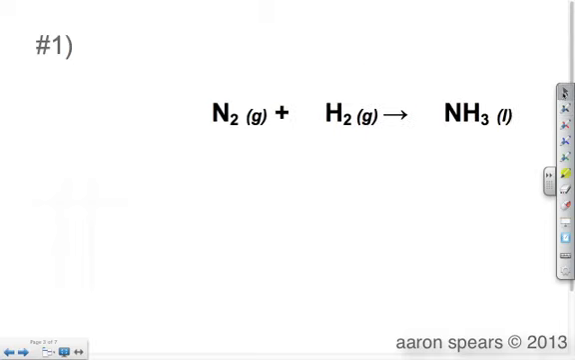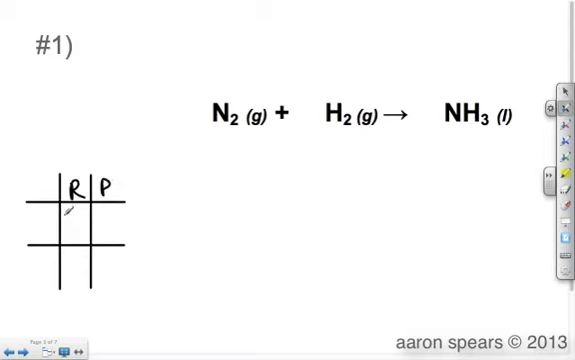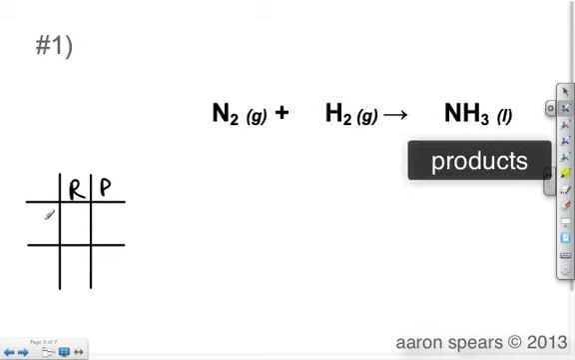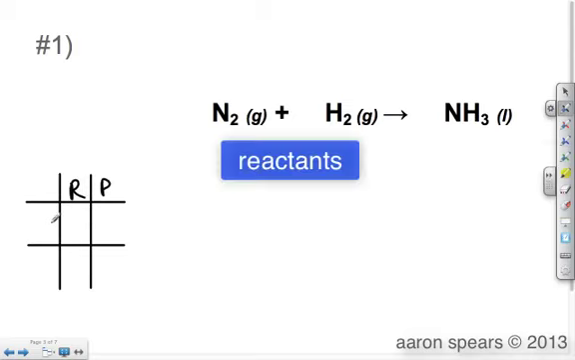In our first example, we are to balance a chemical equation, the reaction of nitrogen gas with hydrogen gas to yield liquid ammonia. To begin to balance this reaction, I'm going to make a list of all the different types of atoms on the reactant side and the product side of the arrow. Remember that the arrow points to the product side and points away from the reactant side.